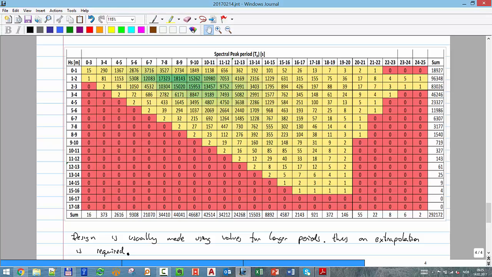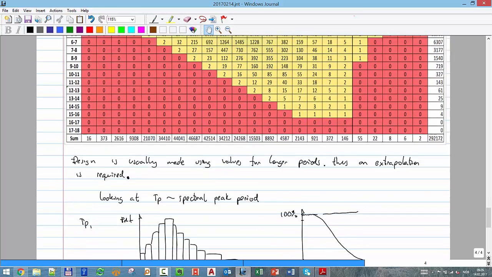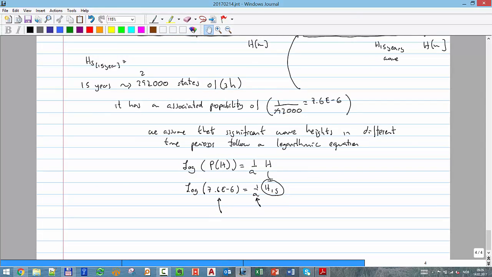And please note that you can do the same for different spectral periods. We have done that now for 17 to 18, but you can repeat it for 18 to 19 and so forth. So you can really extrapolate for other periods.